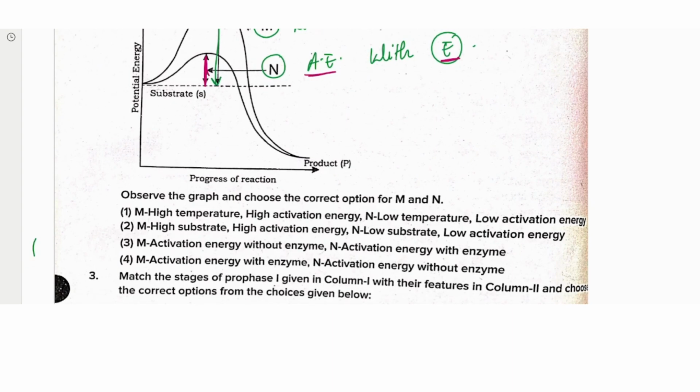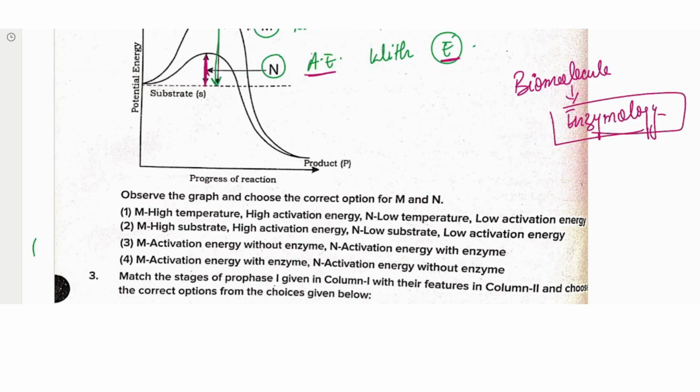It is all from your biomolecules chapter, in enzymology. You can check it from your NCERT if you don't know. I hope you are clear with this one. In the third option they have given that M is the activation energy without enzyme, and N is indicating the activation energy with the enzyme. So the third option would be correct.